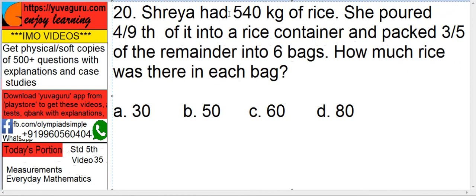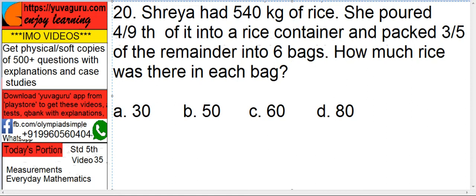Shreya has 540 kg of rice. She poured 4/9 of it in the rice container and packed 3/5 of the remainder into 6 bags. How much rice was there in each bag? Now this is a difficult one.